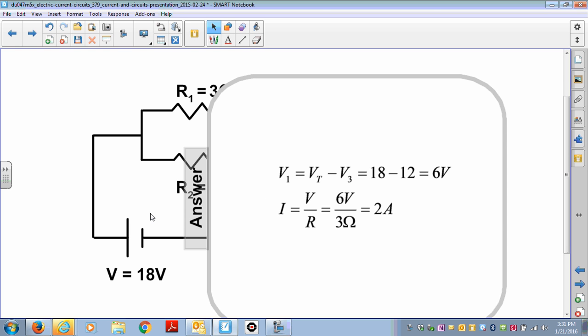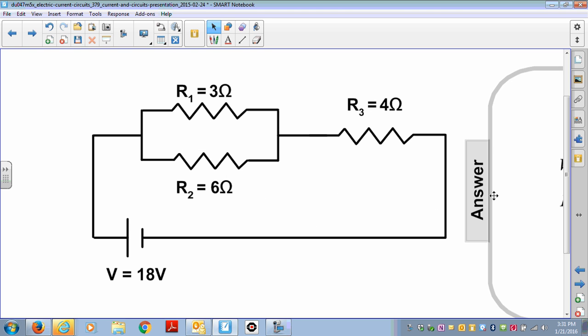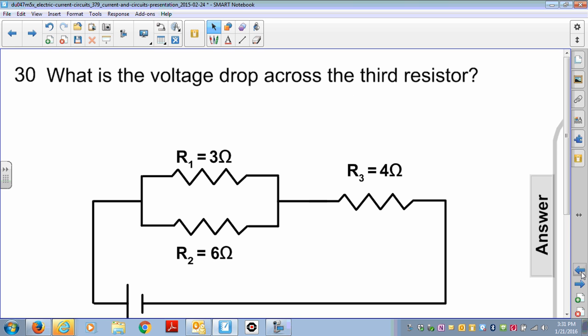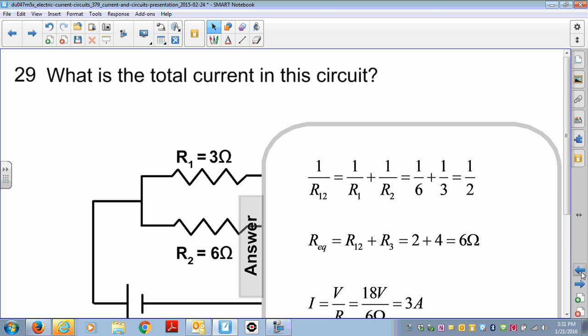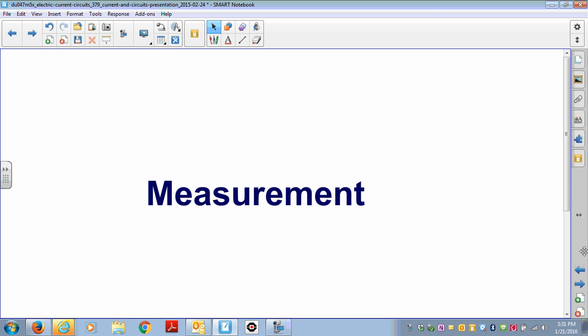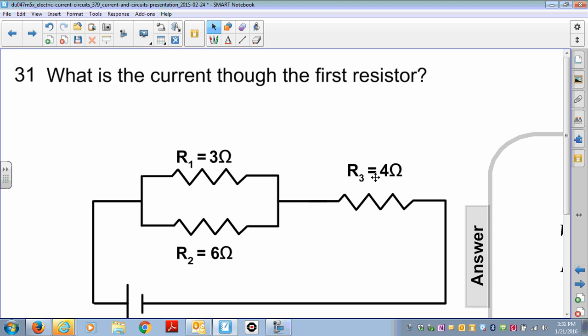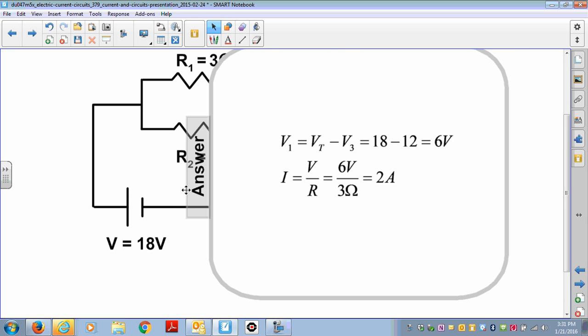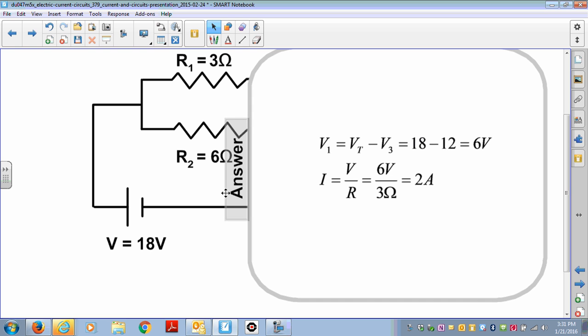I recommend you use the reduced circuit, and we know that this here gives us a 2 ohm resistor, and we know that the total current is from the previous part. The total current is 3 amps. So we take the 2 ohms times the 3 amps, and that gives us the voltage on this resistor. I don't really recommend that you do this method, but it is another way of looking at it.